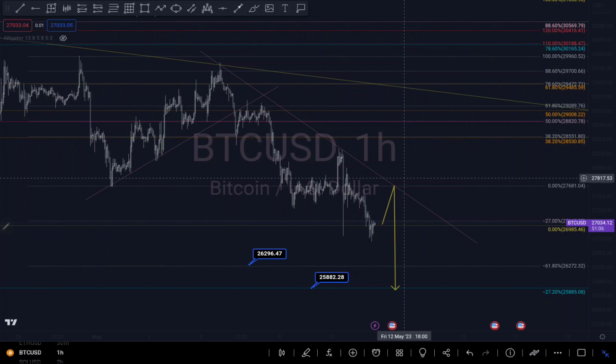And please, warning, I am not a financial advisor. Always do your own analysis and do your own research before you do anything. I'm just analyzing right now based on my strategy and how I see it, but before you take any trade, make sure you do your own analysis and your own research to be safe. Thank you guys.